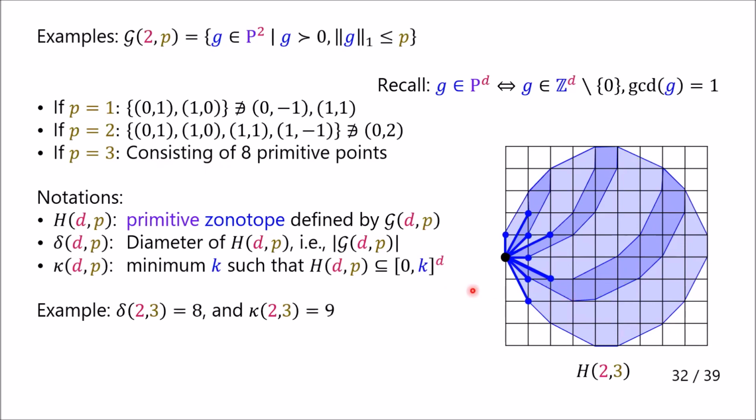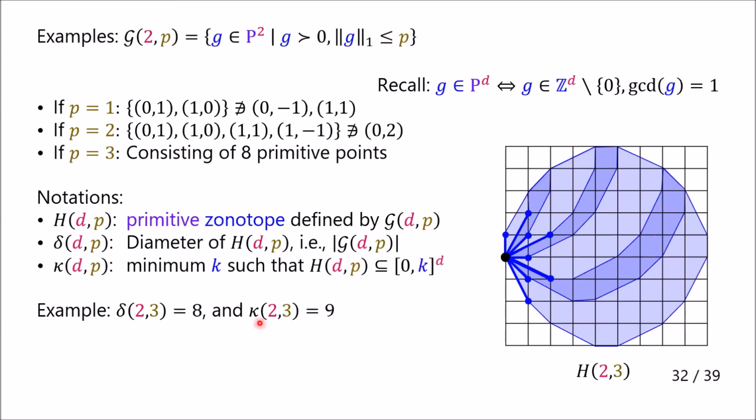And now I introduce these three notations. HDP denotes the primitive zonotope defined by this set script GDP. And delta dp denotes the diameter of this primitive zonotope, that is the number of primitive points contained in this set. And kappa dp denotes the minimum k, that is the size that HDP contained in this d-dimensional cube.